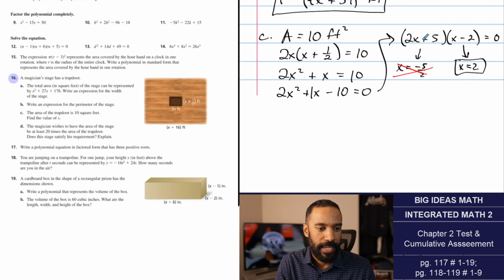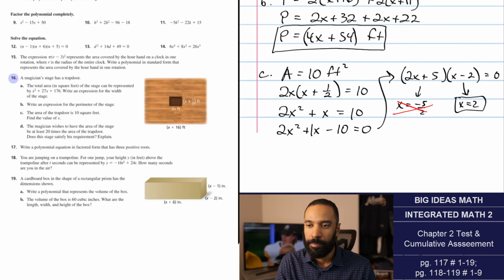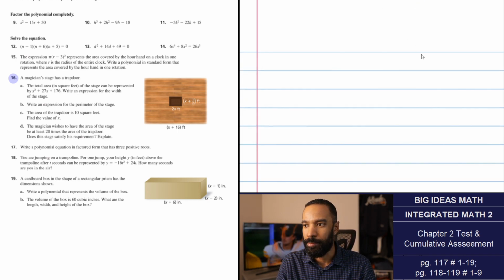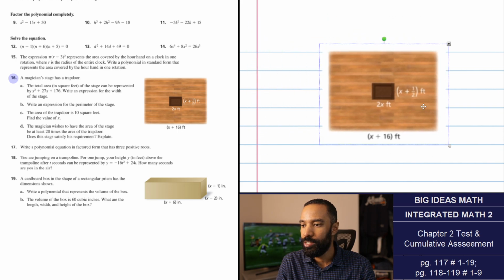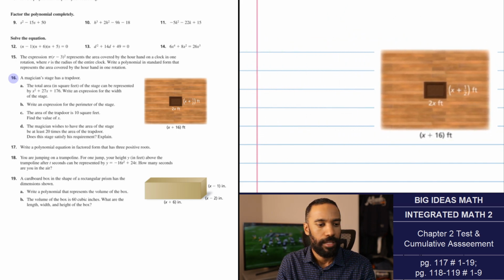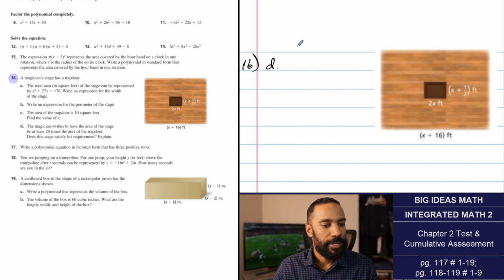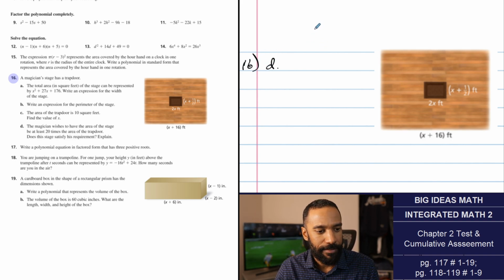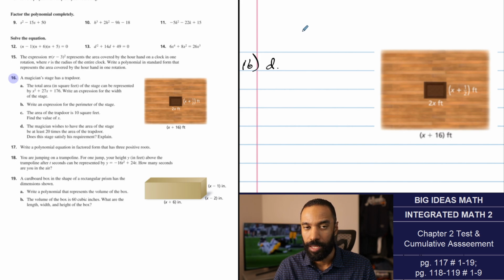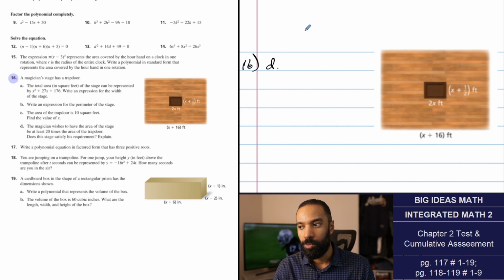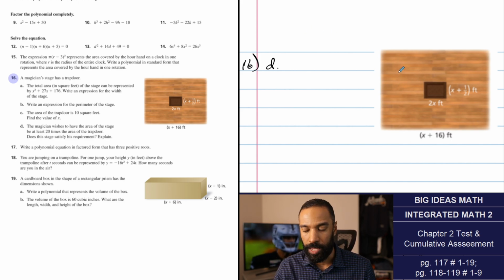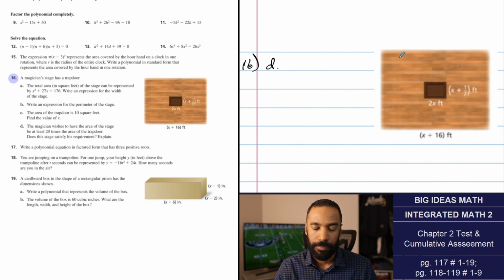And part D, I'm going to move to the other page and just paste that image in again. The magician, this is 16D. The magician wishes to have the area of the stage be at least 20 times the area of the trapdoor. Does this stage satisfy his requirement? Explain.